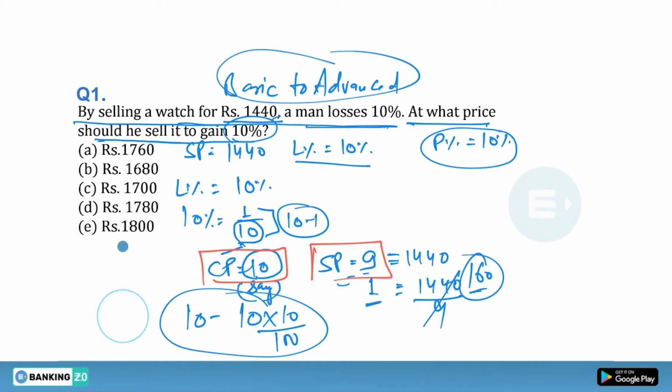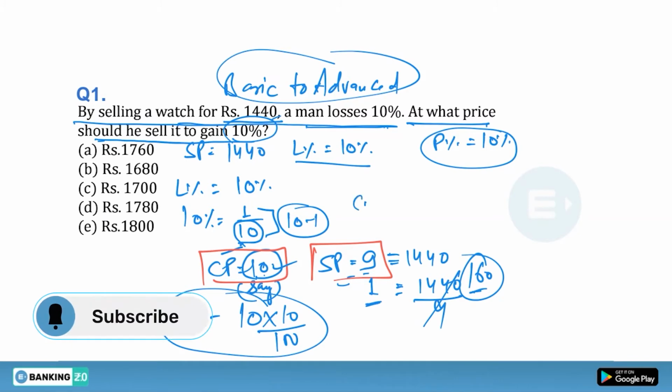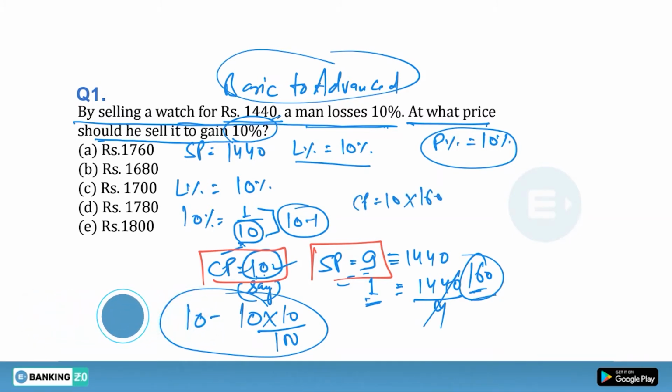That means the value of 1 unit is 160, and the cost price will be what, guys? Cost price will be 10 multiplied by 160, because 1 unit is representing 160, then 10 units will be representing what? 10 multiplied by 160, that means cost price will be 1600, guys. At what price should he sell to gain 10% gain? Okay, so 10% gain will be what?